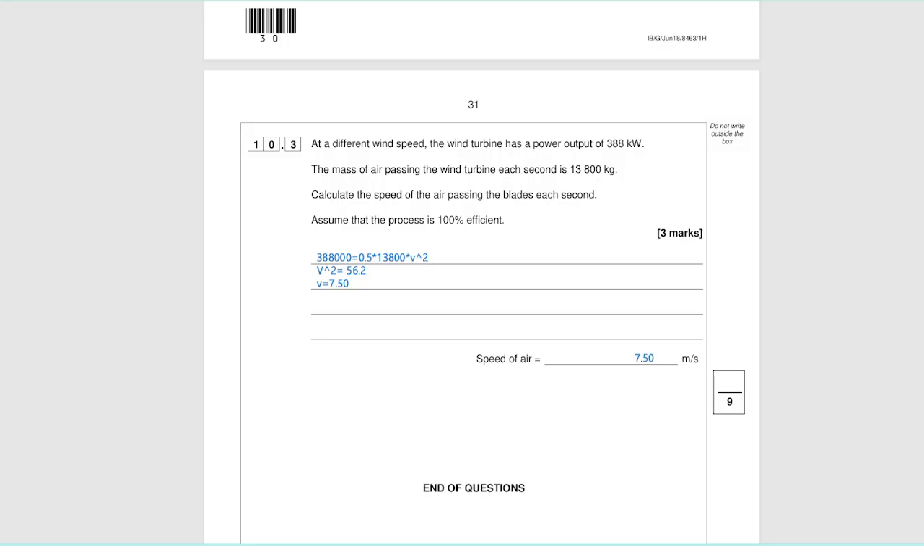Because it's 1 second, we don't need to convert the power into energy. We can just use the power because the power is energy per second. So we convert 388 to 388,000, and then we just plug that into the formula, rearrange it to get v squared equals 56.2 and v equals 7.5.